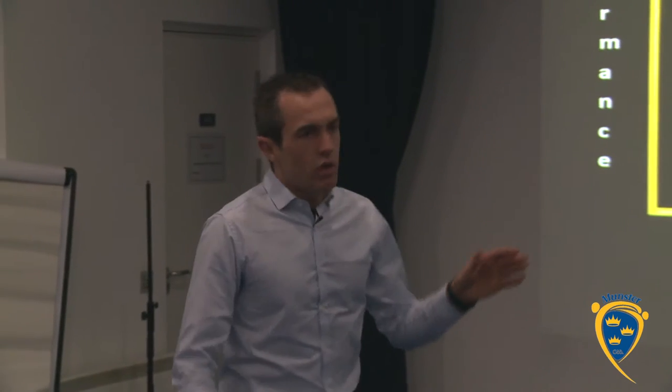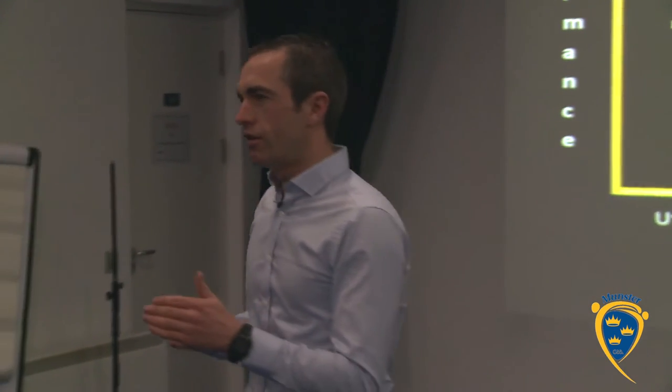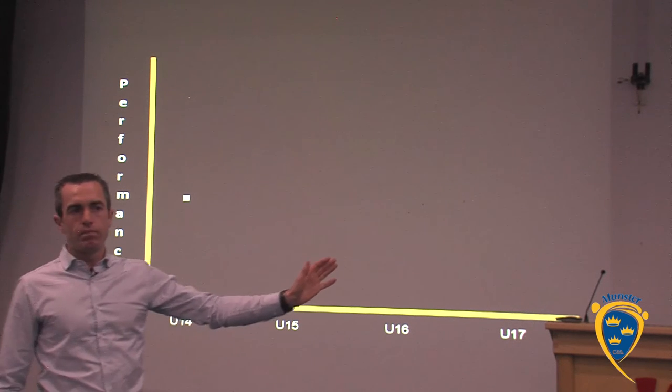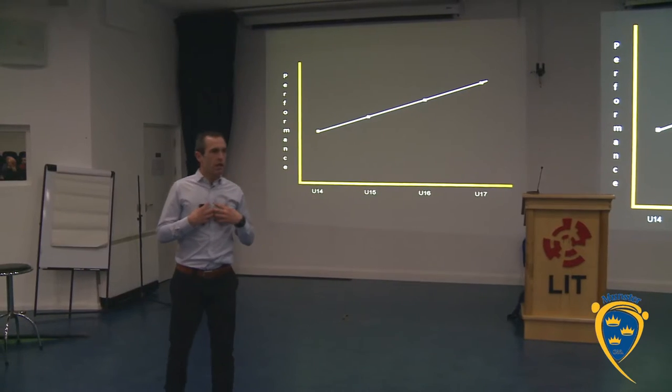All right. So if we think about our development squads, and we think about our players, and if we could quantify performance in some way. So let's say we had performance up along the left, and then our age is along the bottom. And we would love the situation of this performance over time, improving from 14s to 15s to 16s to 17s. That would be fantastic. And that is our aim as development squad mentors. Constant improvement.